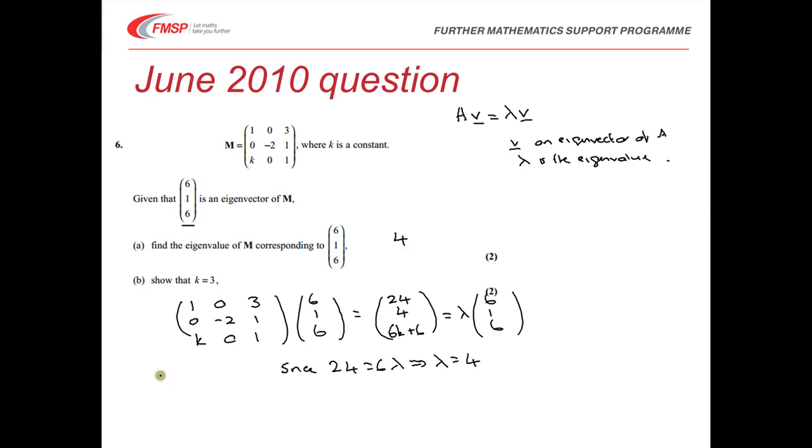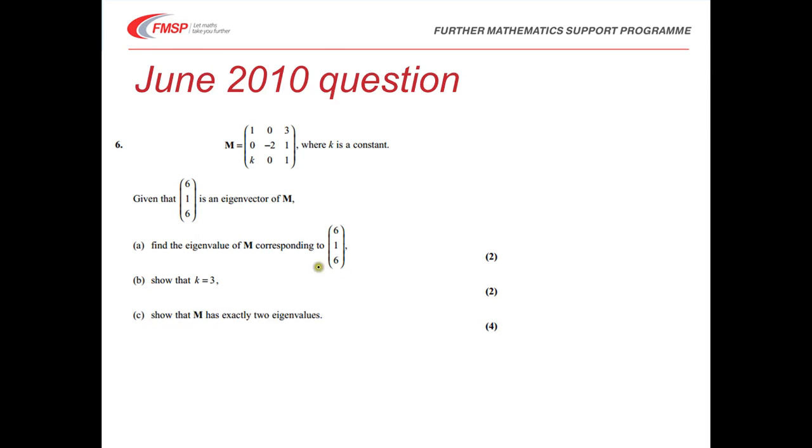For part B, you can see that by looking at the z components, we have to have 6 times lambda equals 6k plus 6. Well, now we know that lambda is 4, so this is 24 equals 6k plus 6, which is like saying that 6k is 18, which is like saying that k is 3. So k has to be 3 for all this to fit together and for this to actually be an eigenvector of M.